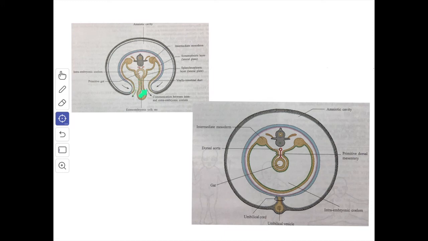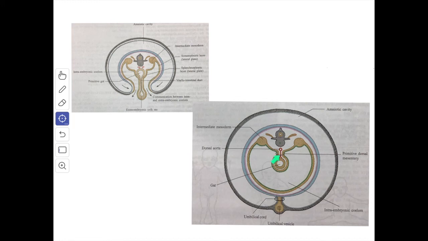Now, the somatopleuric layer of the lateral plate mesoderm lines the inner aspect of the parietal body wall and the ventral surface of the intermediate mesoderm of the embryo. The splanchnopleuric layer invests the ventrolateral surface of the primitive gut, and it is reflected dorsally as a bilaminar fold, the dorsal mesentery of the gut.